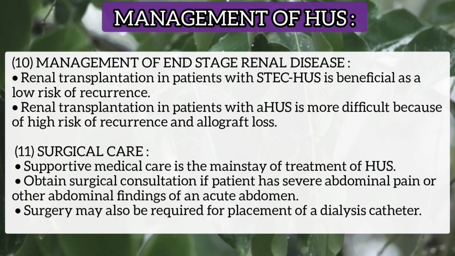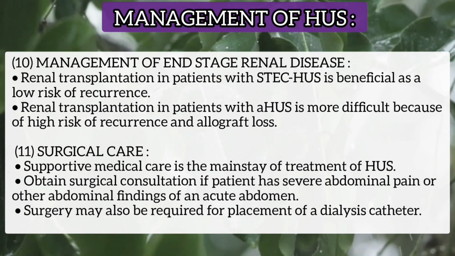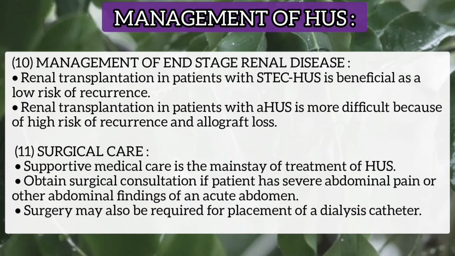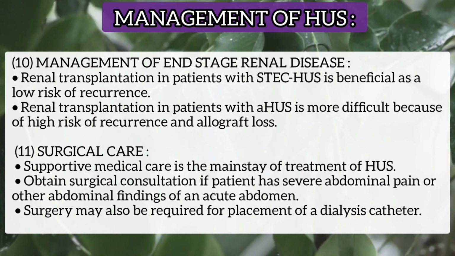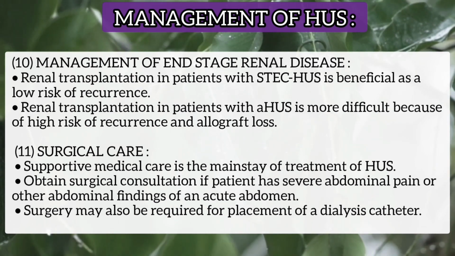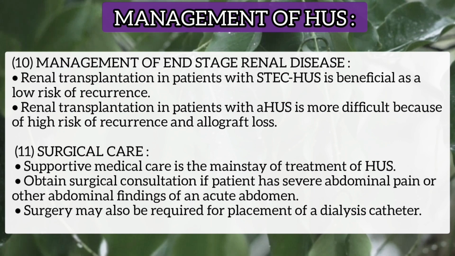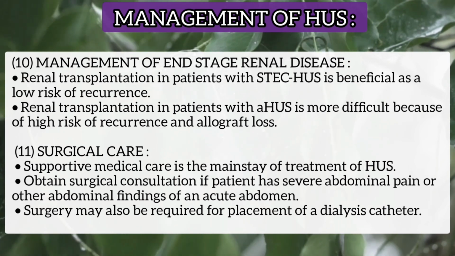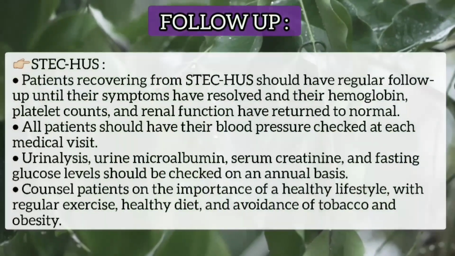Now, supportive medical care is the mainstay of treatment of hemolytic uremic syndrome. However, obtain surgical consultation if patient has severe abdominal pain or other abdominal findings of acute abdomen. Now, surgery may also be required for the placement of a dialysis catheter. Now, I will discuss the follow-up.